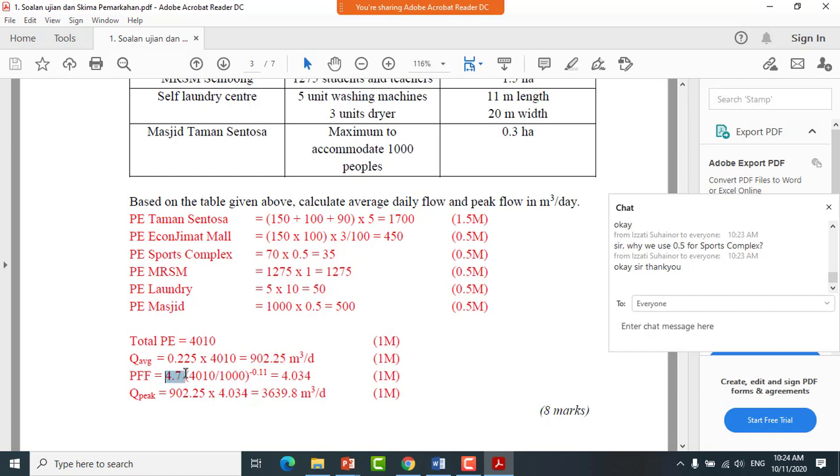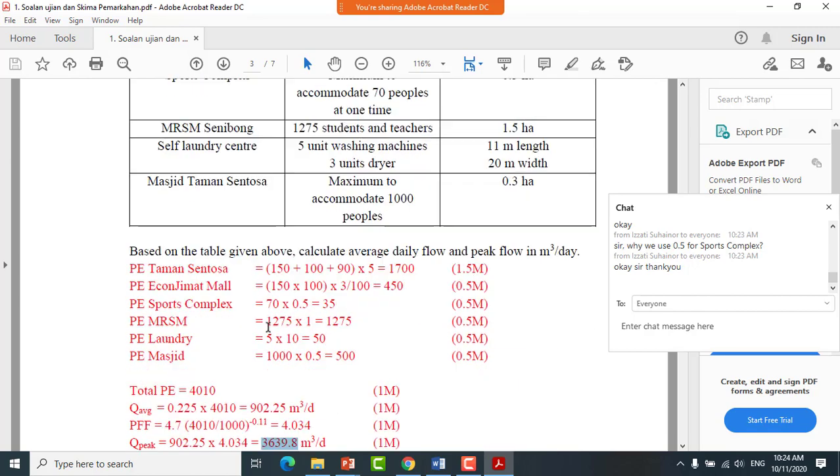PFF is 4.7 times PE in thousands, so the PE is divided by 1000, all to the power minus 0.11, so the PFF is 4.034. And then we go to the Q peak, which is the Q average times PFF. That gives us the answer, which is 3639.8 meter cubic per day. Okay, understand? So this is the answer.